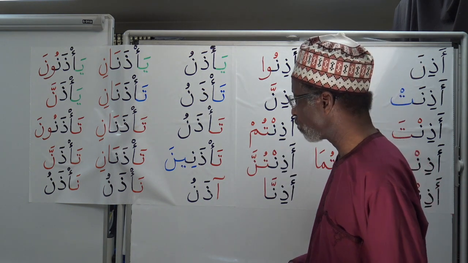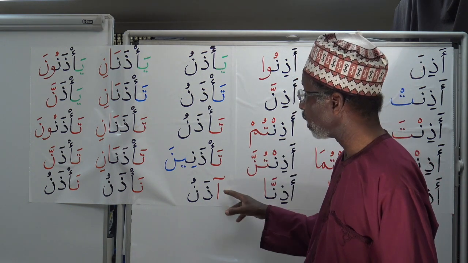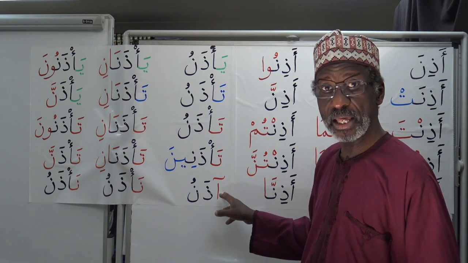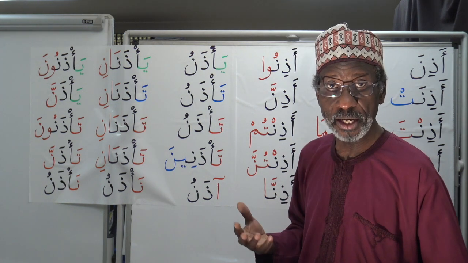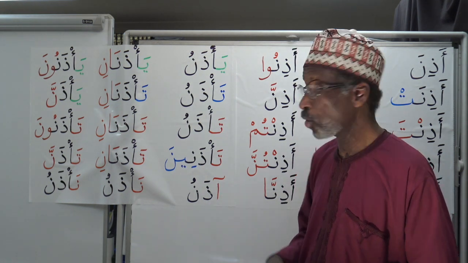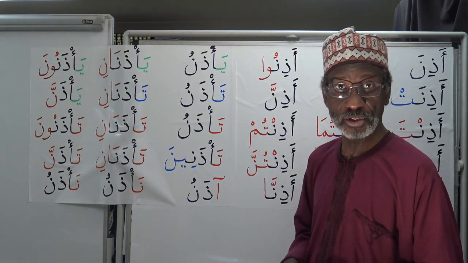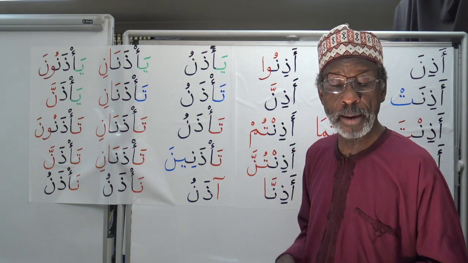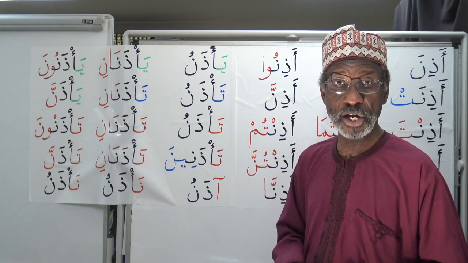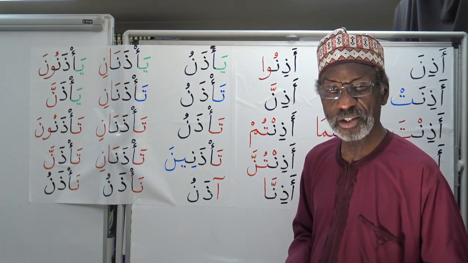You can see, apart from a little bit of adjustment in the I form, where you say adhanu, the rest is the same, just as if you are conjugating kataba, yaktubu. So it's the same, very basic conjugation system. They don't change, just a small amendment.